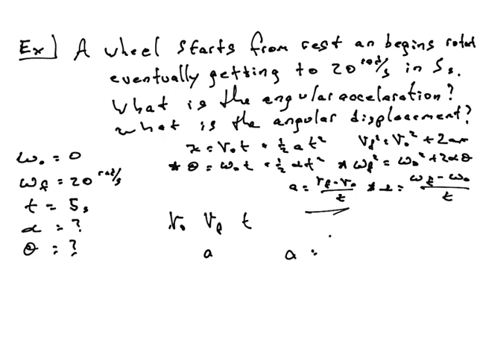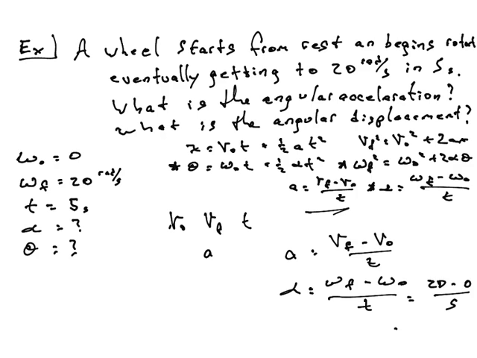So I would say a is vf minus v naught over t, but I don't want the linear one, so just make it angular. Alpha is omega f minus omega naught over t. What's omega f? 20. What's omega naught? 0. What's t? 5. So what's alpha? 4 radians per second squared. And there we go. I know how to do this type of problem in linear kinematics, so let me think about it as if it's a linear kinematics problem first, figure out how I would solve it, and then replace the equation.